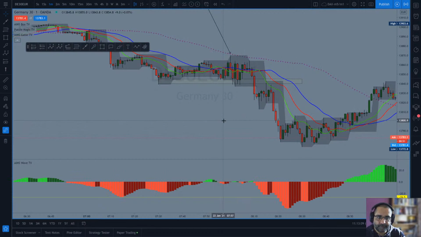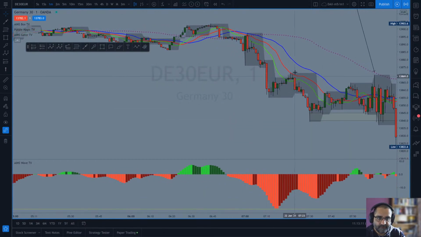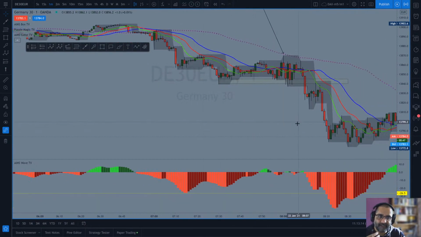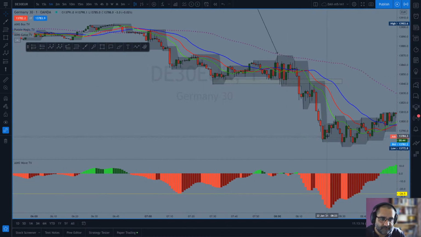Then, once again, see this PC pattern? We're seeing again the same PC pattern. Here we go. One more time. So again, an entry could have been made. PC pattern with a pullback. Beauty. So again, you have a peak of AO, a pullback.